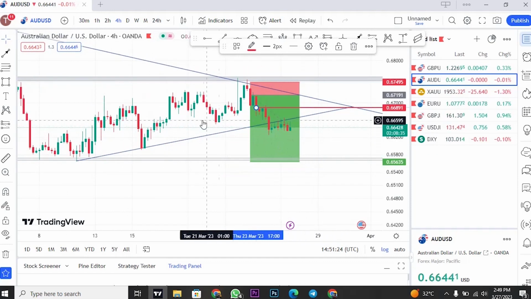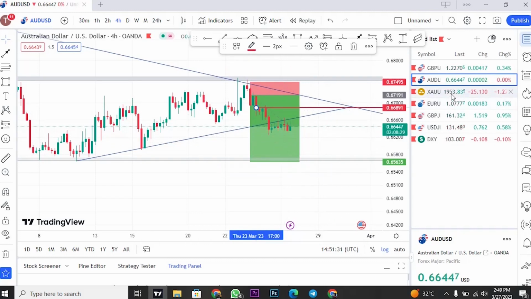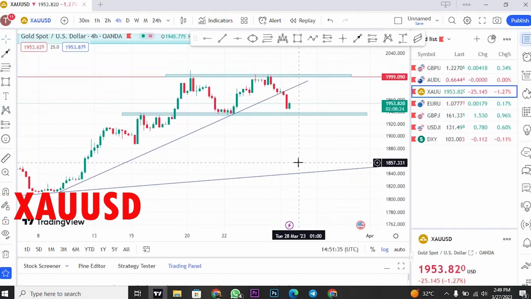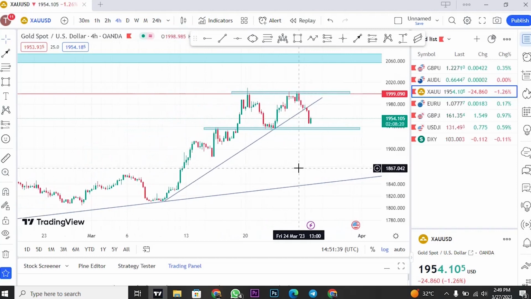So for AUDUSD, I'm running in a really good profit right now. Let's move on to gold. Gold is looking a little bit different right now for me.